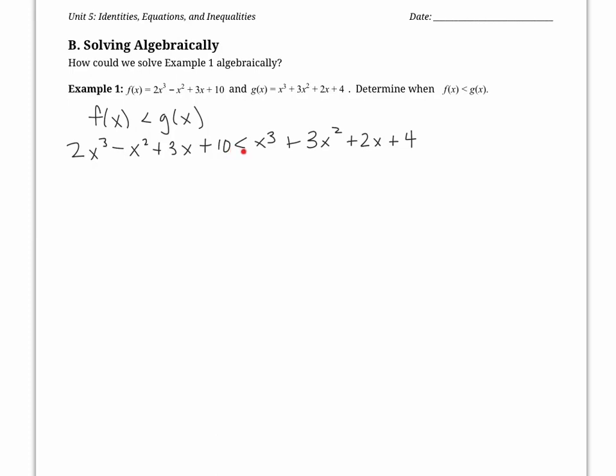Think about what we would do to solve this if this was an equal sign. If this is an equal sign, we bring all of the terms onto one side, so one side's equal to 0, and factor it. We're going to do the exact same thing with an inequality.